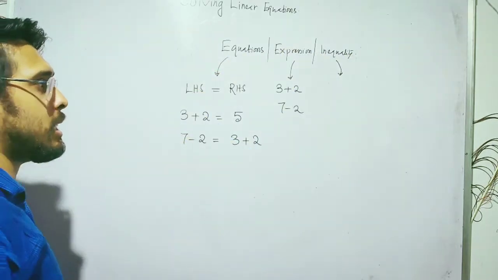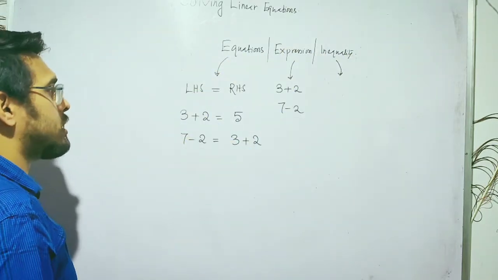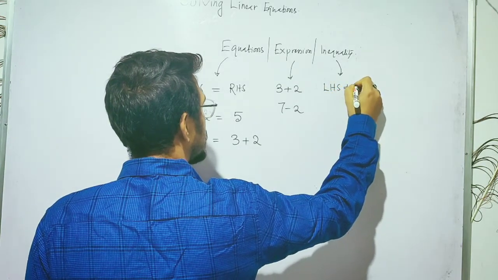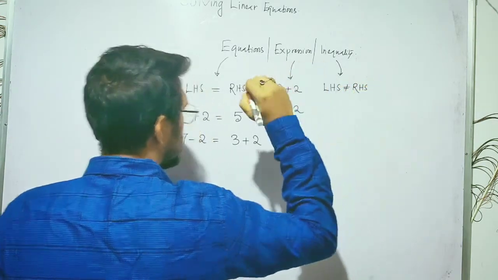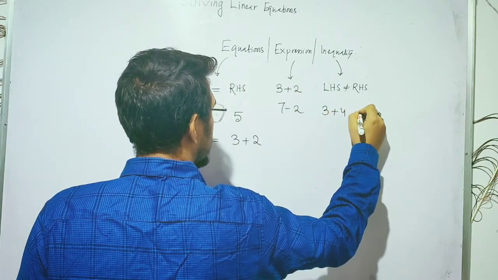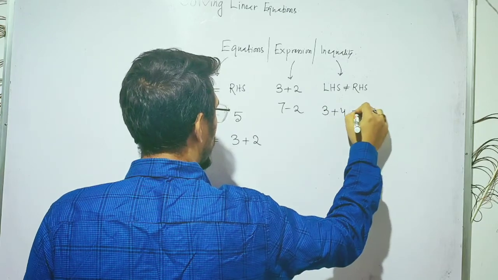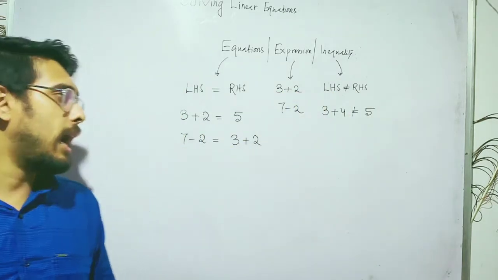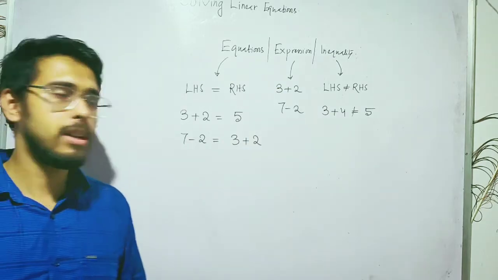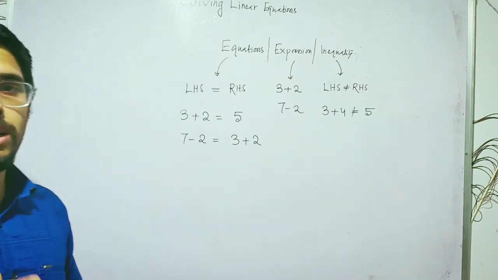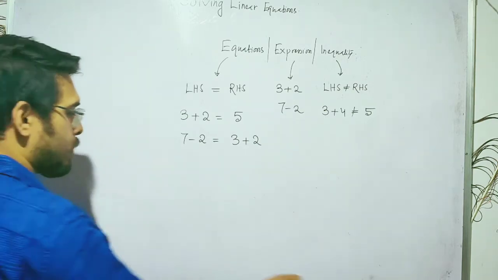Then comes inequality. What do you mean by inequality? Inequality means whenever the left hand side and the right hand side are not equal to each other. Very simple. So if I say 3 plus 4 and if I say 5, obviously there is an inequality because 3 plus 4 gives us 7 and on the right hand side there is 5. So obviously this is inequality. So this is the difference between an equation, expression, and inequality. I hope this is clear to you.